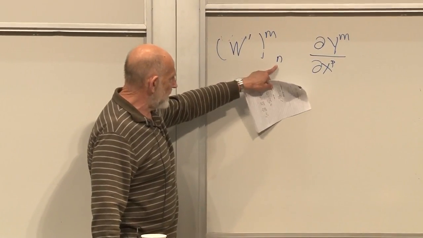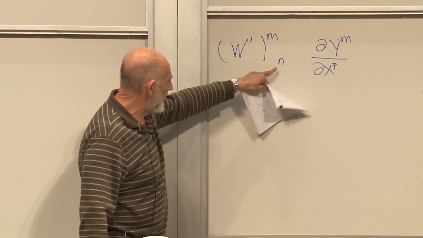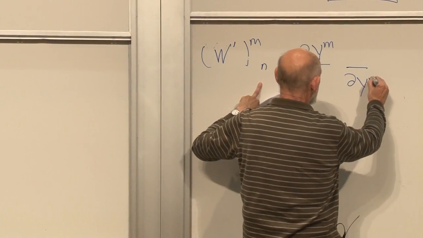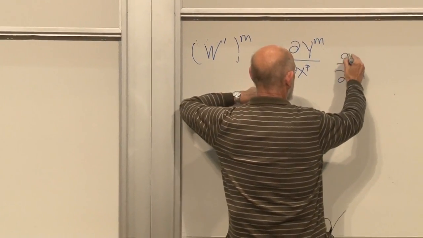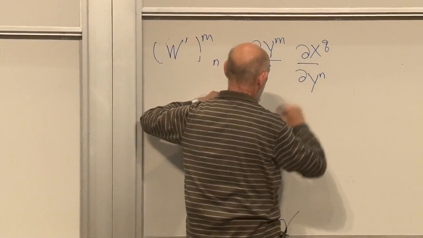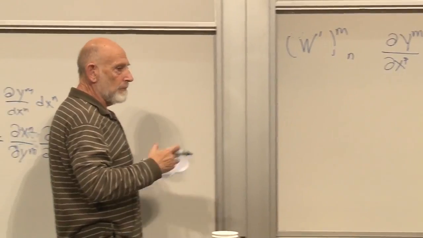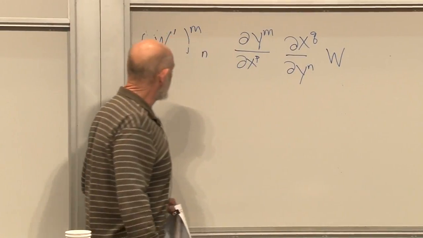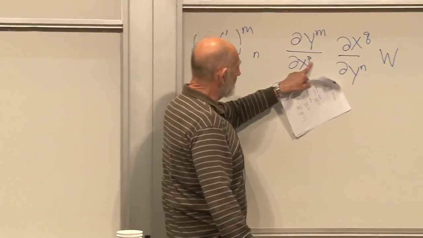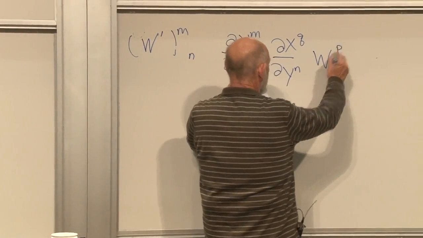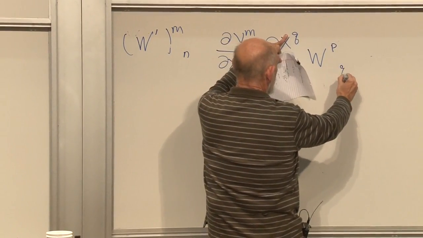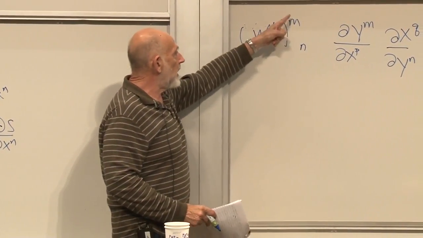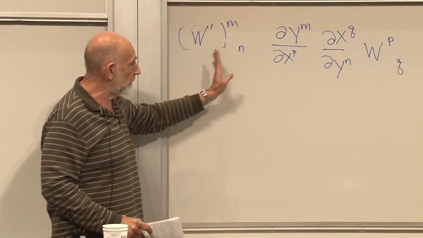Now, what about this index here? This is a y index, because it's primed, downstairs. So there must be a dy downstairs, and therefore there's got to be a dx, and let's call it q, upstairs. And now what do we multiply that by? We multiply that by W, the tensor in the unprimed frame. There's a p downstairs, there's got to be a p upstairs here. There's a q upstairs, there's got to be a q downstairs. So this tells me how a tensor of rank 2 with one contravariant and one covariant index transforms.